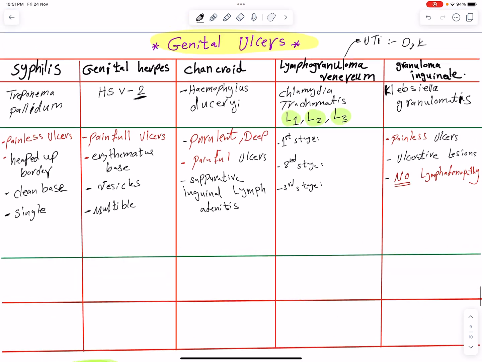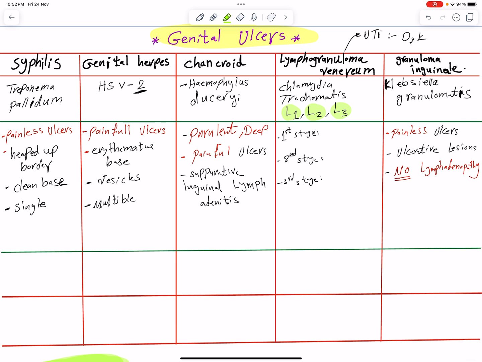Now, syphilis. Each and every one of these diseases has a characteristic, distinguishable feature that you can use to tell whether it is syphilis, genital herpes, chancroid, and so on. In syphilis, the ulcer is characteristically painless, and usually the patient or the physician discovers it by chance, usually the patient or their partner. The shape of the ulcer is heaped-up, with a heaped-up border and a clean base, and usually it is a single ulcer.